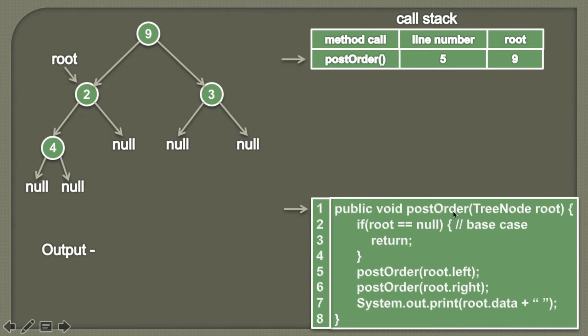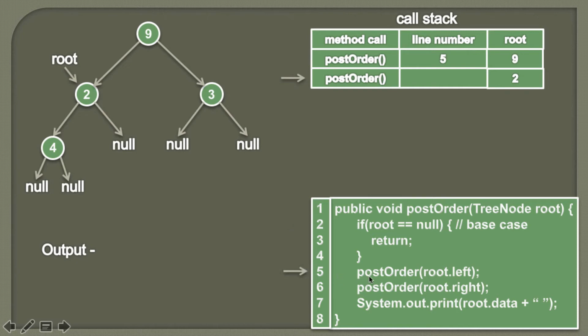So now this method starts execution with a root as 2. Therefore we know that there will be one more method on the call stack. So here now this post order method will start its execution with a root as 2. Moving ahead, we will check whether root is equal to null or not. Here root is pointing to the node 2, therefore it's not null.